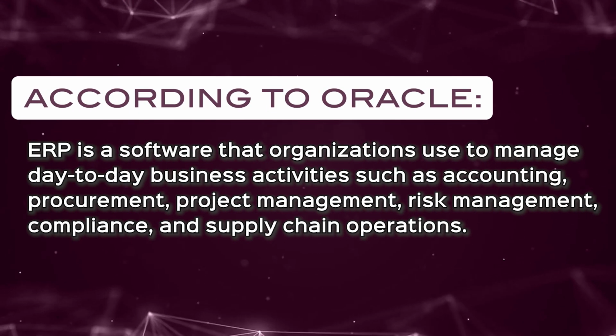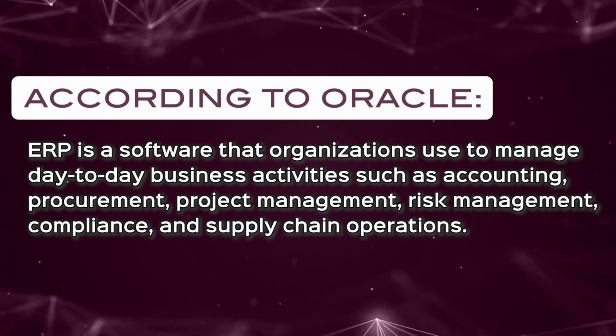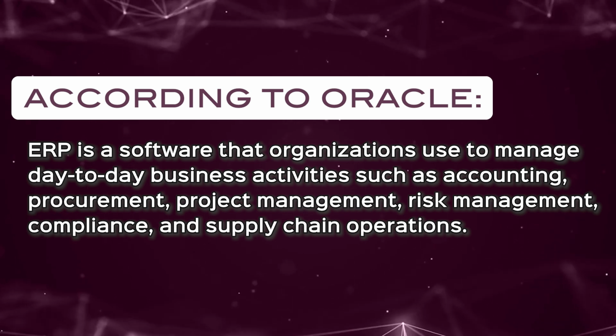Many cannabis technology systems market themselves as an ERP, which is just simply not true, and overselling to prospective customers. According to Oracle, an ERP is software that organizations use to manage day-to-day business activities such as accounting, procurement, project management, risk management, and compliance, and supply chain operations. Notice that last little bit? That's the part that almost every cannabis software company provides you technology for, but almost none of the others. So let's get into it.